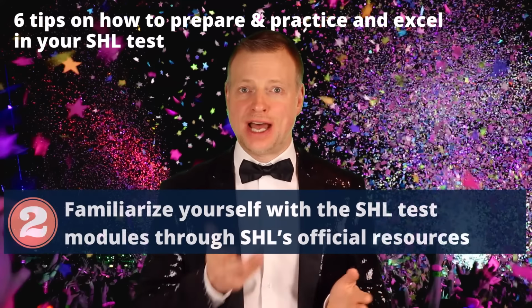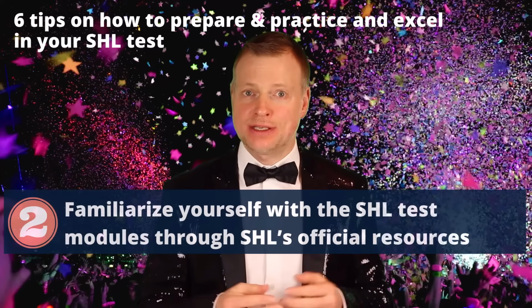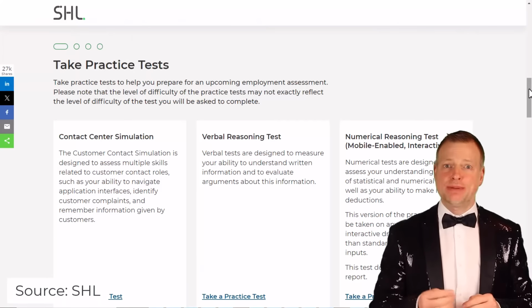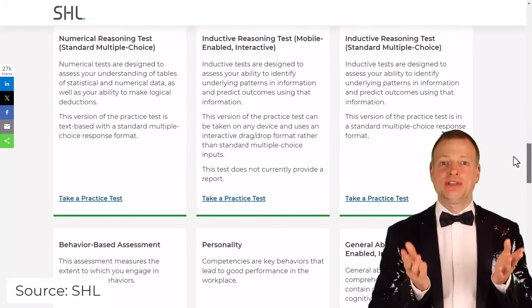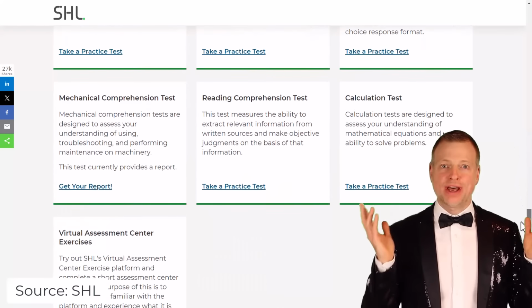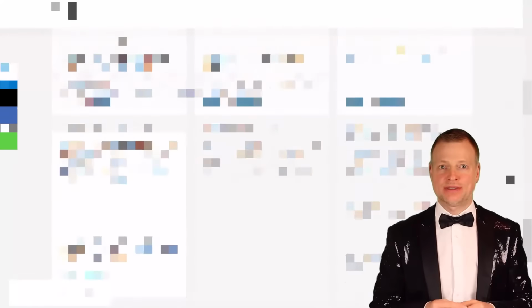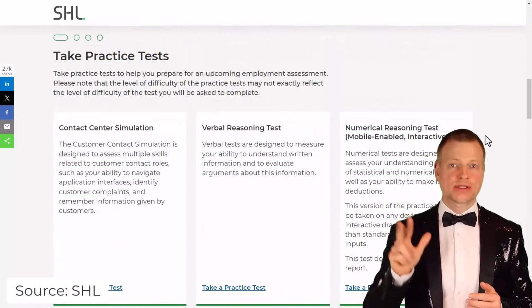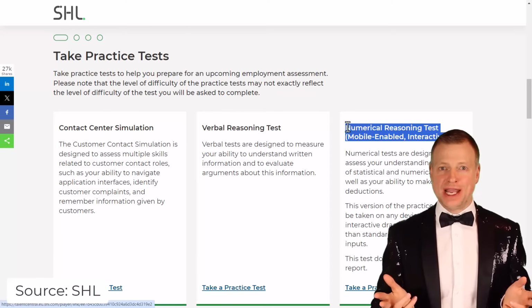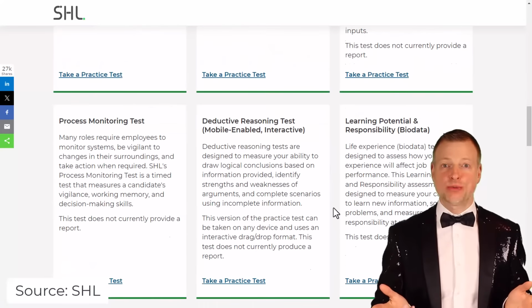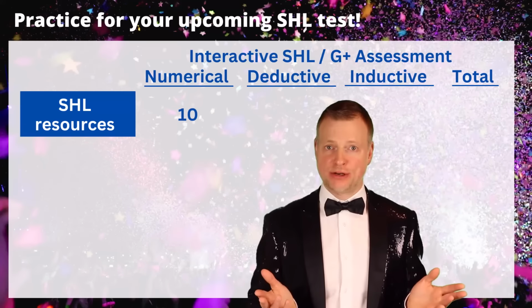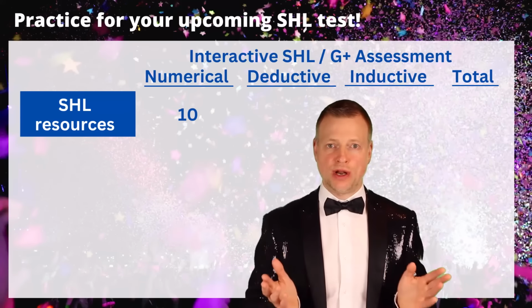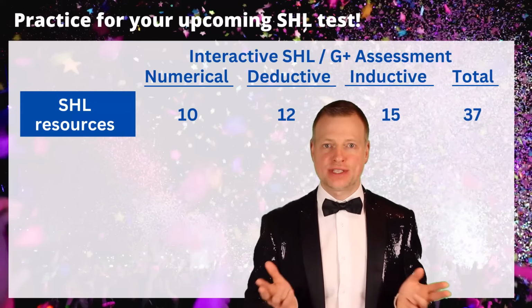SHL's own mock tests are hard to find and their organization is a bit messy, but some materials are there. There's a page where SHL provides a random assortment of SHL mock test modules. To prepare this video for you, I've gone through all of them and want to point you to the subset that is relevant. I recommend you to go through 3 mock test modules, namely the mobile-enabled and interactive numerical reasoning mock test, deductive reasoning mock test, and inductive reasoning mock test. The numerical reasoning test includes 10 questions, the deductive reasoning test 12, and the inductive reasoning mock test 15 questions.